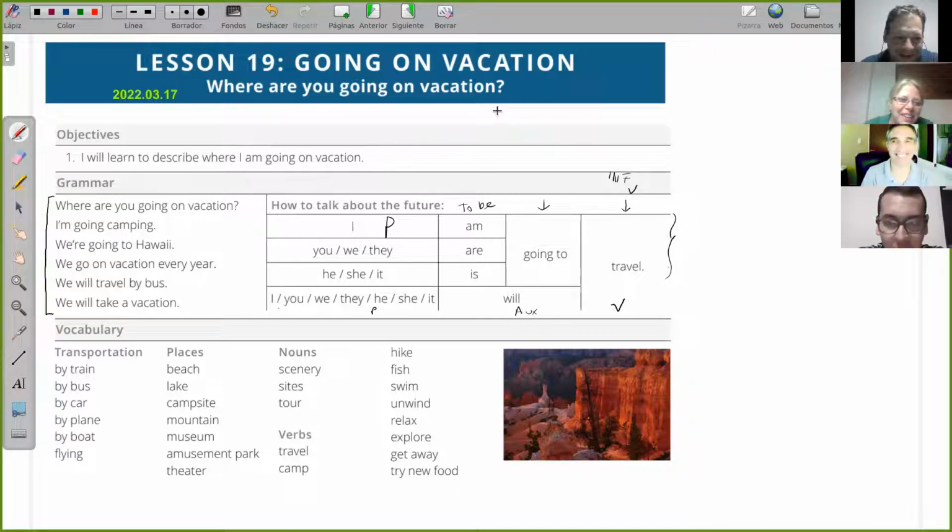Where are you going on vacation? I'm going camping. We are going to Hawaii. We go on vacation every year. We will travel by bus. We will take a vacation.